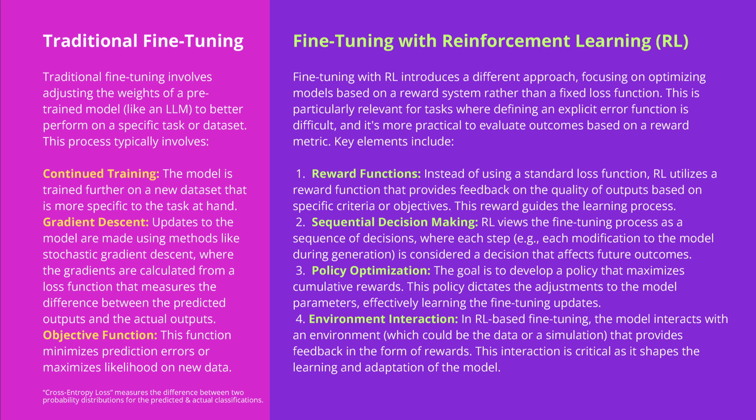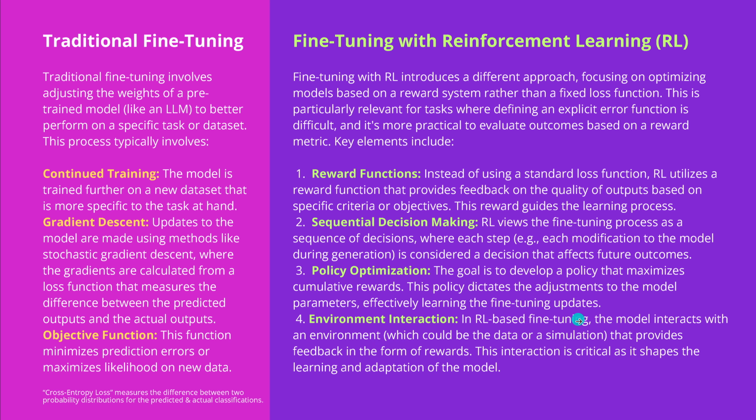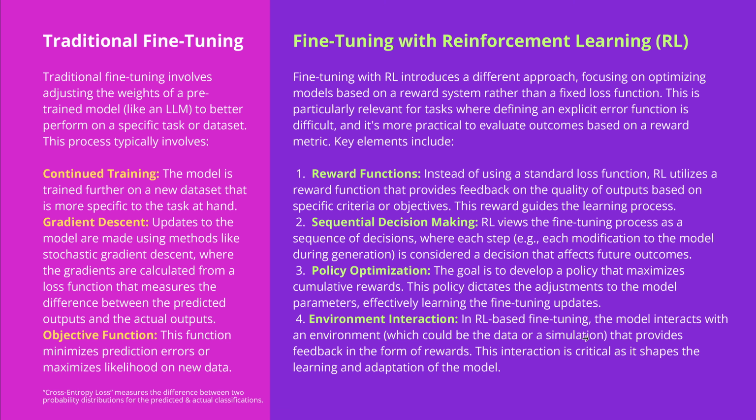And this policy dictates the adjustment to the model parameters, effectively learning here the updates in our fine-tuning phase. And in reinforcement learning based fine-tuning, the model interacts now with an environment, which could be historic data, which could be an online computer simulation. And those environment data provide now a feedback in the form of rewards. And this interaction is now critical as it shapes here the learning process and the adaptation of the model. Sounds theoretical? Never mind, I give you an example.